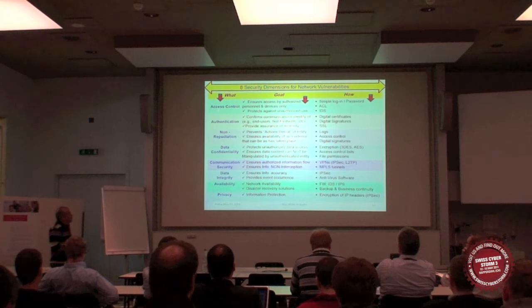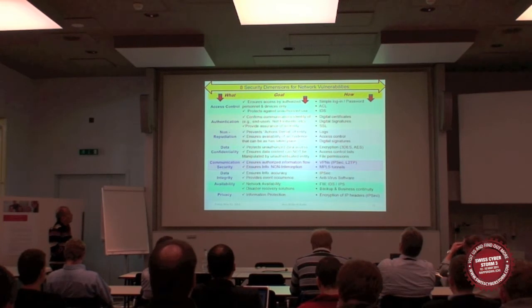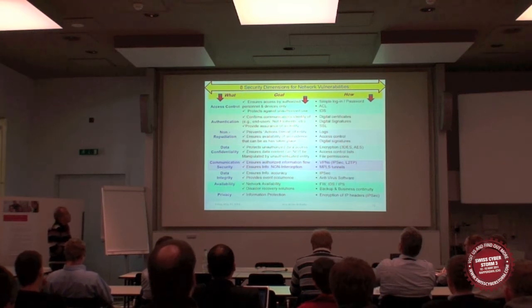Here is what, and the goal, and how. For example, for access control, the goal is to ensure access by authorized personnel and devices only, and protect against unauthorized use. This is done usually by simple login and password, the acceptable list, and the IDS systems. For authentication, we have to configure the communications identity for the end users, and for the net elements, etc., and to provide assurance of an entity. This is done by digital certificates, digital signatures, and SSL.